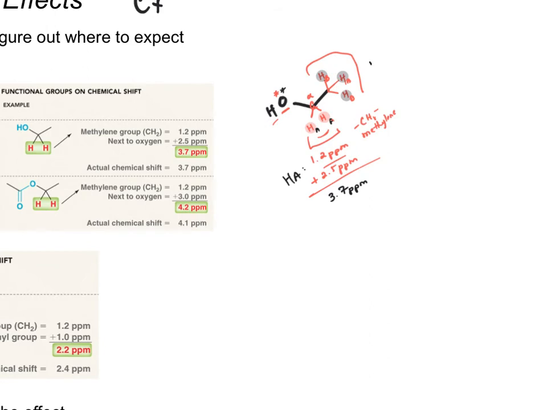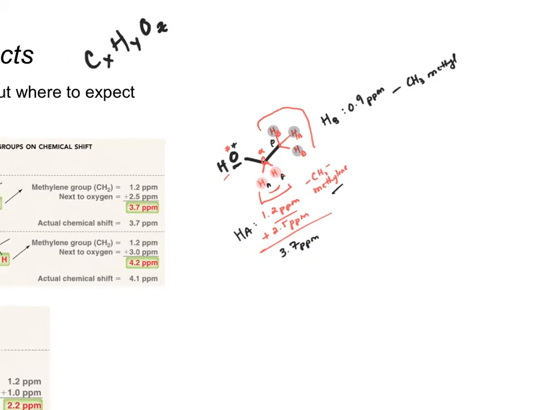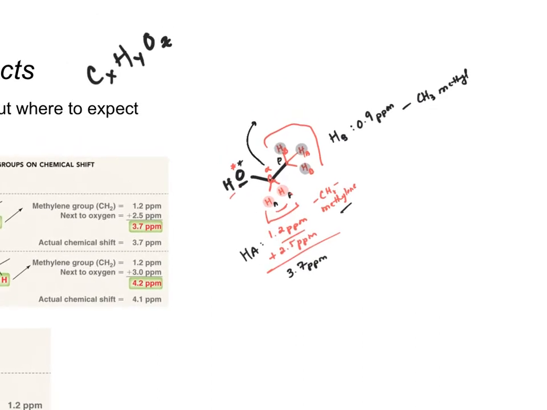What about these HBs over here? So note these HBs are not methylene protons. Instead, they're a CH3 group. They're methyl protons. And so normally we would expect methyl protons to resonate at 0.9 parts per million. But now note, so this was alpha. These guys are at the beta position relative to this oxygen, right? So if they're at the alpha position, then we're going to add 2.5. But if they're at the beta position, we're only going to add 1/5 of that.